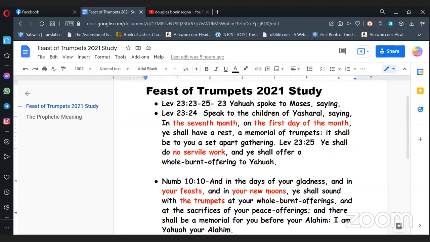Verse 10 also has it. And in the days of your gladness and in your feasts and in your new moons, you shall sound with the trumpets, salpinks, Chatzosera, at your whole burnt offerings, and at the sacrifices of your peace offerings, there shall be a memorial for you before your Elohim. I am Yahuwah your Elohim. And that's pretty much about it at verse 10. Then it goes to their departing Sinai in verse 11 there.